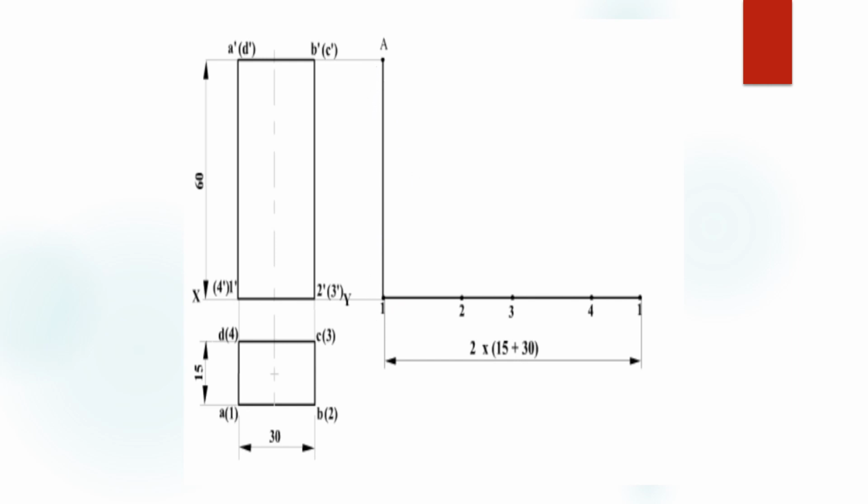Okay, and now again from the point A draw another stretched out line, with distance equal to the same as the distance of 90 mm, 1 to 1.